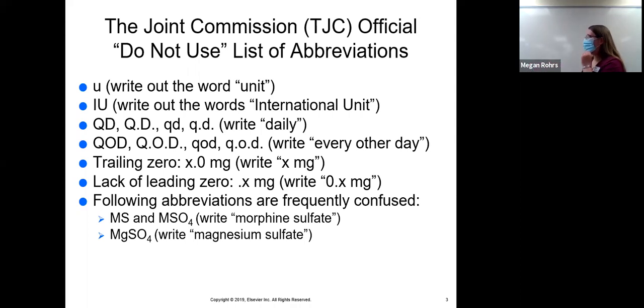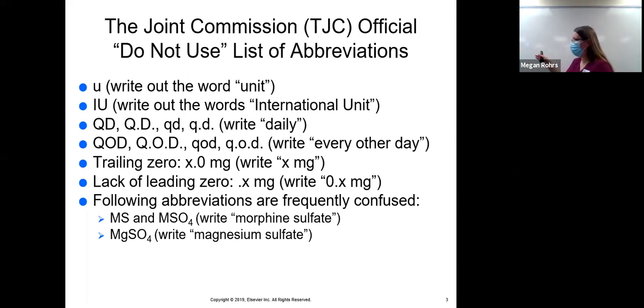So just looking at this list, we have U and IU. Those are easily confused. So they prefer us to just write out the words unit or international unit. So two units that we use to measure different types of medications. Same with QD and QOD. So every day versus every other day.